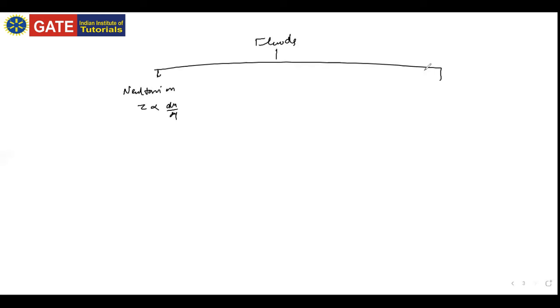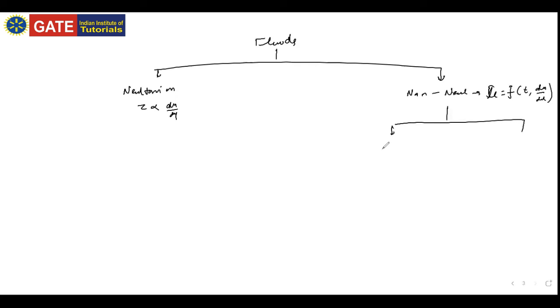But in the case of non-Newtonian fluids, the relation is not linear. Apart from that, the viscosity is also a function of time as well as the velocity gradient. Depending upon this, they are further classified into two types of fluid.